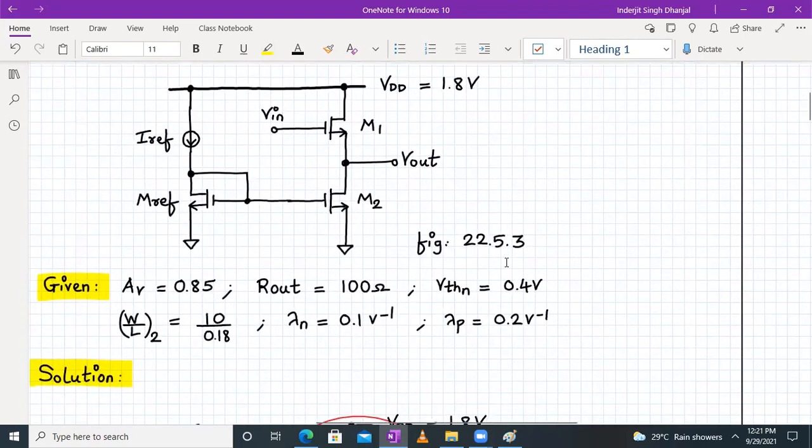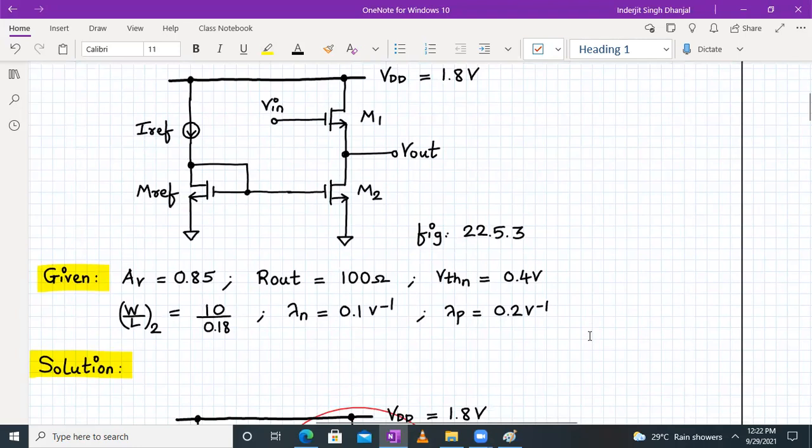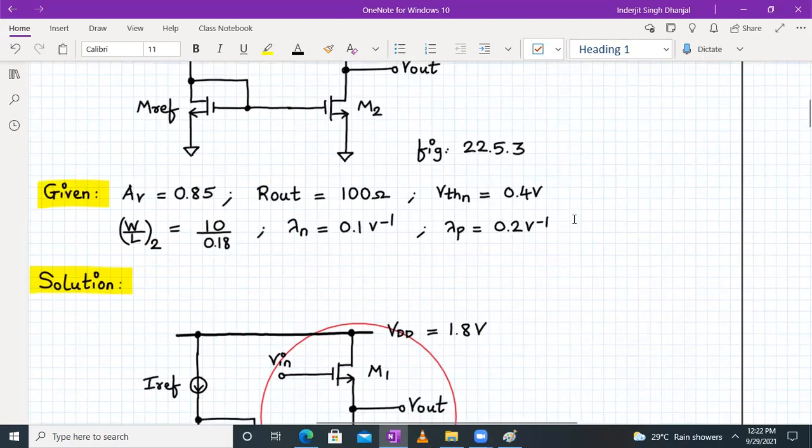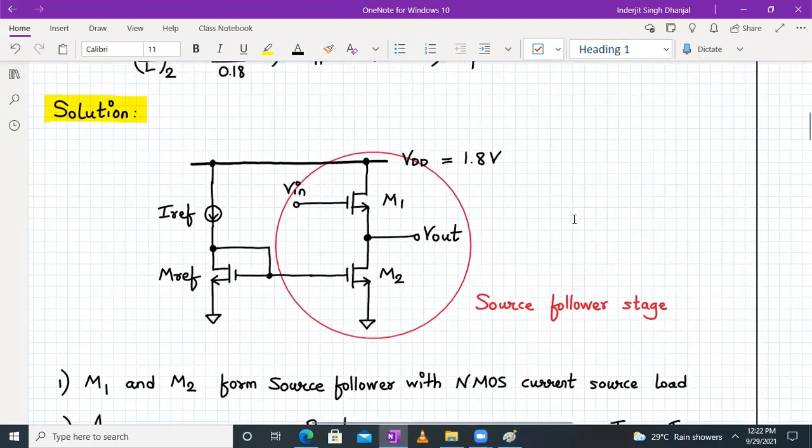So first of all, we'll write down the things which are known to us. AV is given as 0.85. It's a source follower, so the gain will be positive. R out will be 100 ohms. VTH n is given as 0.4 volt. W by L of M2 is given as 10 divided by 0.18. Lambda n is given as 0.1. Lambda p is given as 0.2. So don't panic looking at the complex circuit, right? It's a very simple network consisting of a current mirror and a source follower network. So let us analyze it. So that's the solution, right?